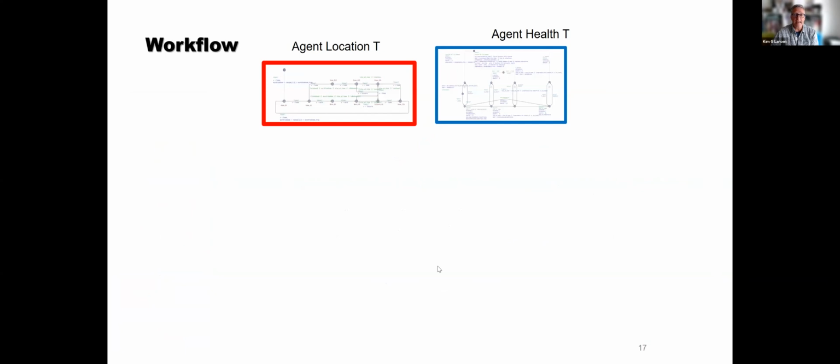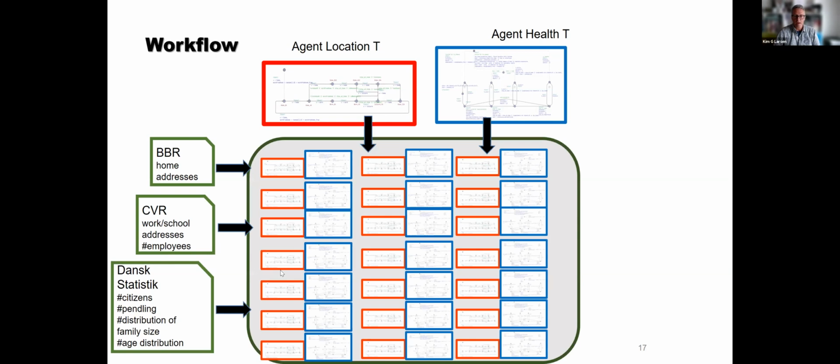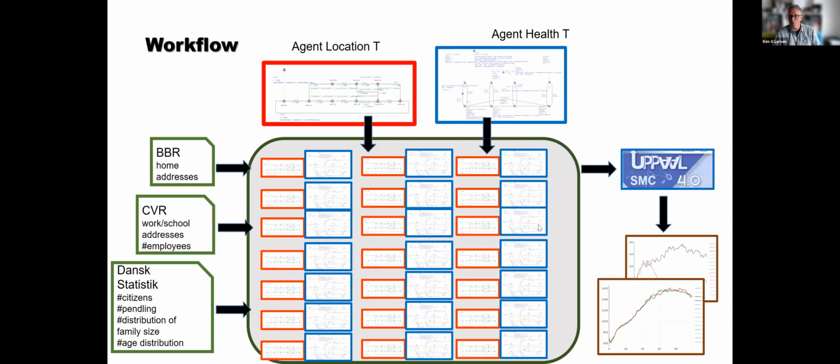So let me just say that we have taken these two templates. We have looked at public registers for home addresses, work addresses, statistics about number of citizens in the different municipalities, commuting, distribution of family sizes, age distributions. And then we have instantiated a very big UPPAAL model with 1 million components. We have thrown UPPAAL at it, and we got a lot of statistics. To do one simulation of this big model takes a little less than half an hour. So we are very happy for this time-driven technology we investigated.